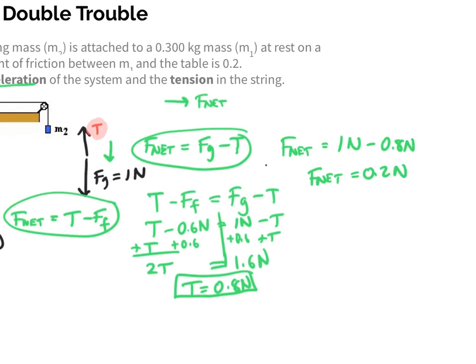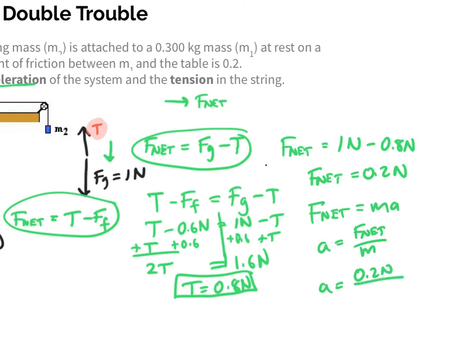But once I know the net force, then I can use Newton's second law, that the net force is going to equal m times a. We said that the acceleration is going to equal the ratio of that net force divided by the mass. So here the acceleration is going to be 0.2 newtons divided by the mass.